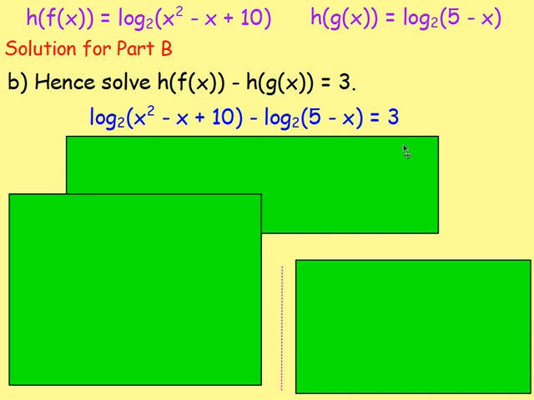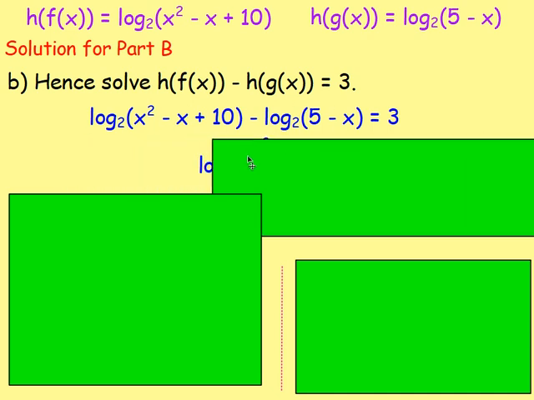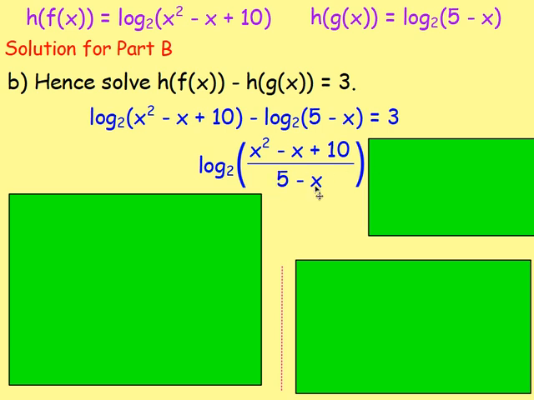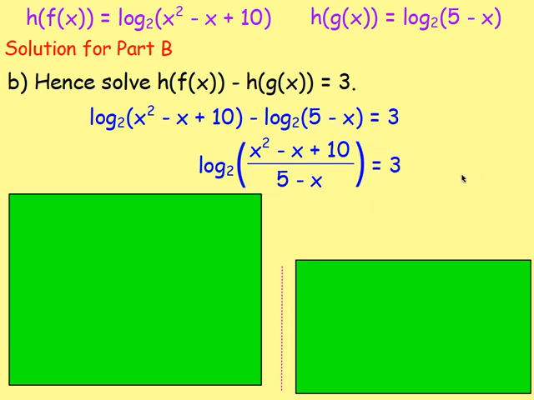Freddie, what do you do? Good, because it's log base 2 of and log base 2 of. They're both log base 2. The base is the same. We're subtracting, which means we can bring them together. So it's log base 2, and then you would divide. So x squared take away x plus 10 divided by 5 take away x. And that would equal 3.